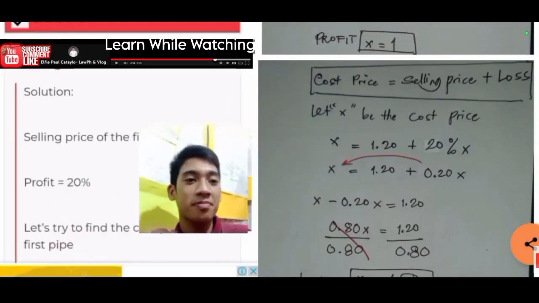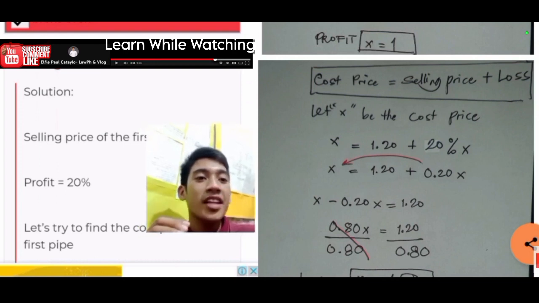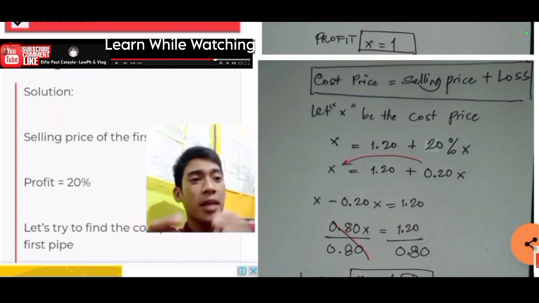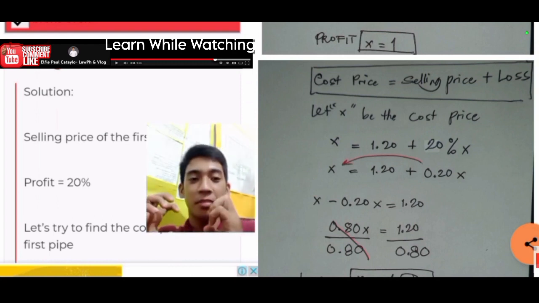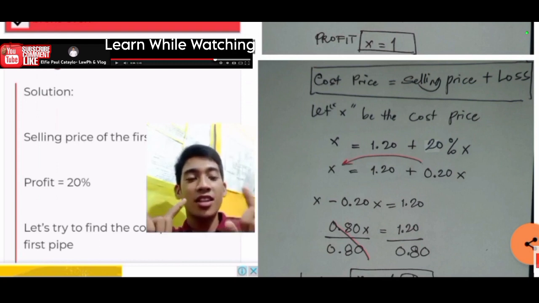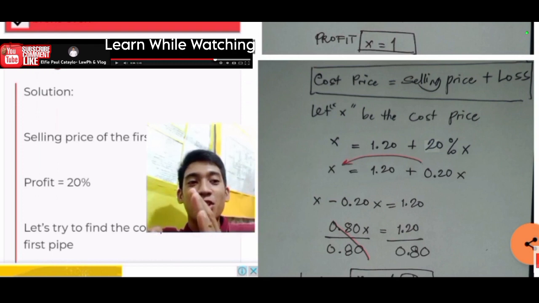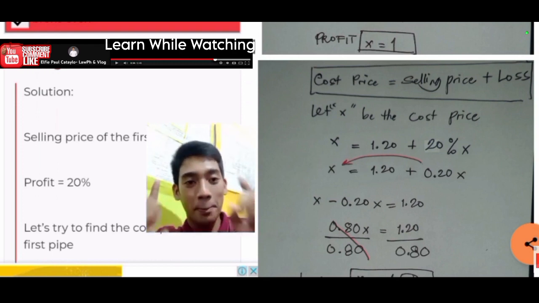For the loss, it is the same, in which cost price equals selling price plus the loss. Why is it not subtract? In profit, there is already profit in the selling price, so we just take away the profit. How about why the loss is plus? We attach the loss to the selling price. There is loss in the selling price, so therefore plus.